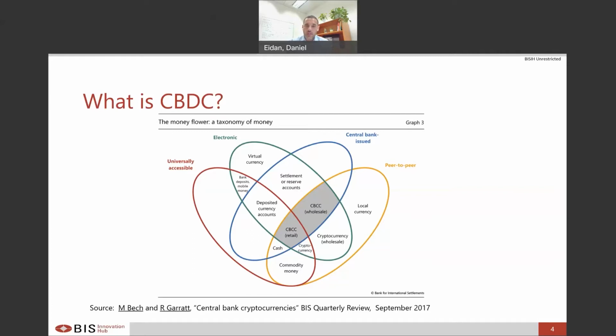Wholesale CBDC is not universally accessible, but it is electronic, it is central bank issued, and it is peer-to-peer. So when you think about CBDC, I'd encourage you to think about the attributes of money and where CBDC lies relative to other instruments like cash, cryptocurrency, commodity money, and maybe bank deposits and mobile money that you can see in the top left corner, where they're universally accessible, electronic, but not central bank issued and not peer-to-peer instruments. You'll see the link to this is a paper called Central Bank Cryptocurrencies, dated back to September 2017. So we've been thinking about this for quite some time.